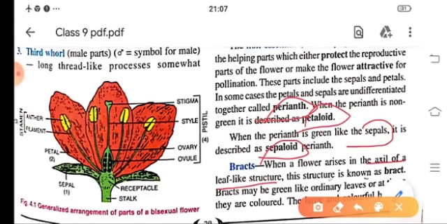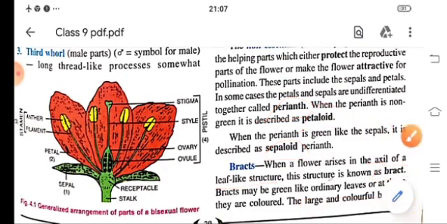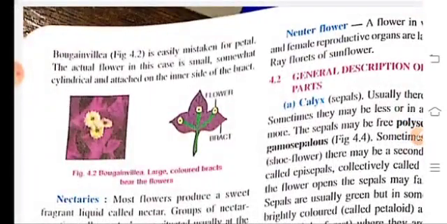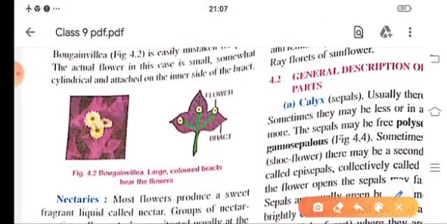Now bracts. These bracts arise when a flower arises in the axil of leaf-like structures. Now these leaf-like structures are known as bracts. The bracts may be green in color or they may be colored, like in Bougainvillea. The pink flowers of Bougainvillea, they are not the petals, but they are actually the bracts. Okay, now see here, this is the Bougainvillea flower. So these pink colored petal-like structures are the bracts.